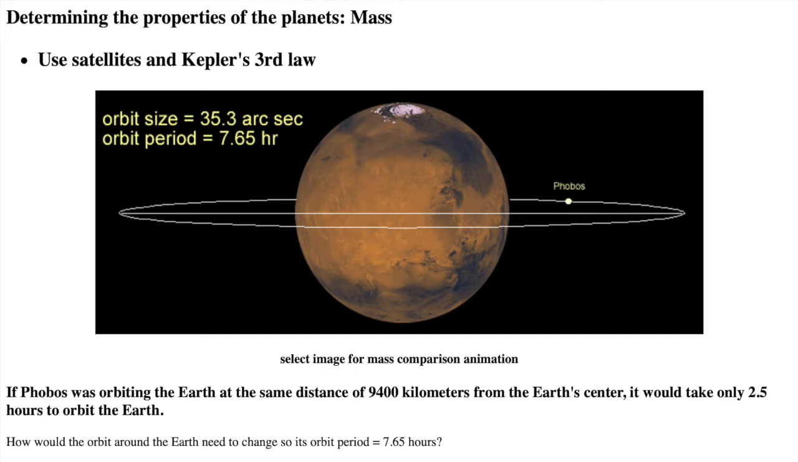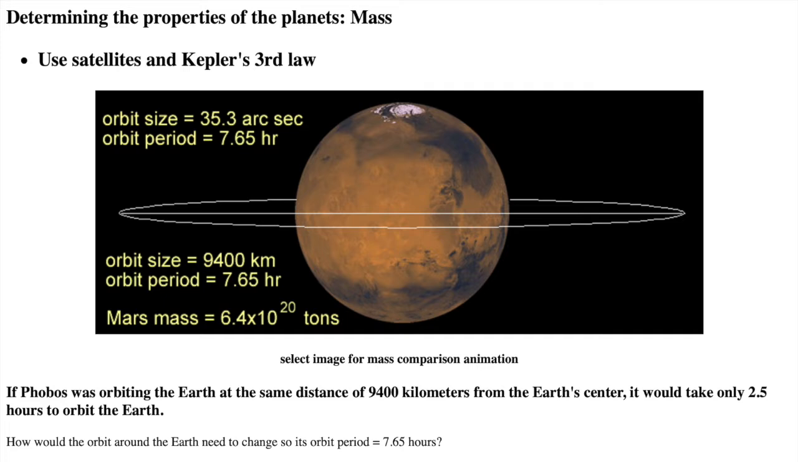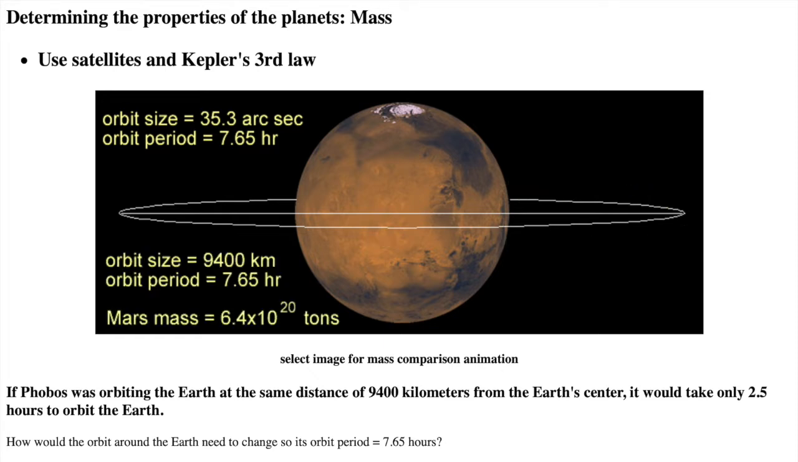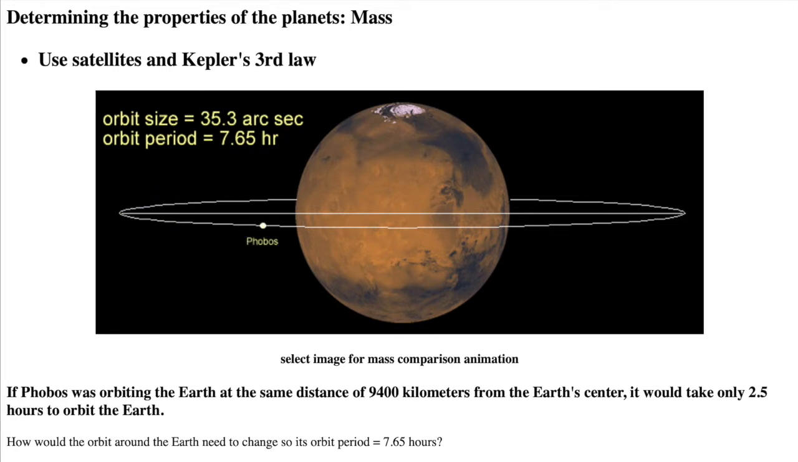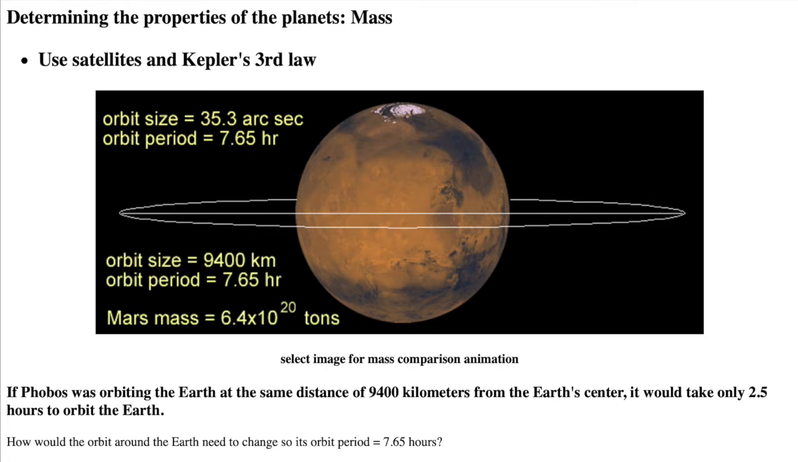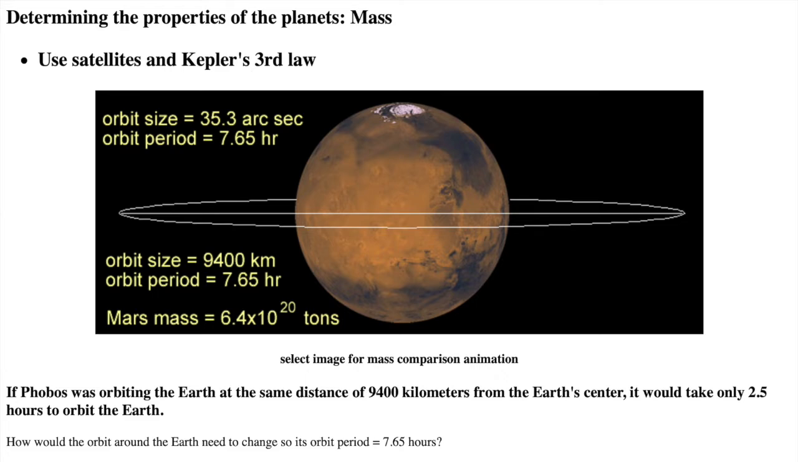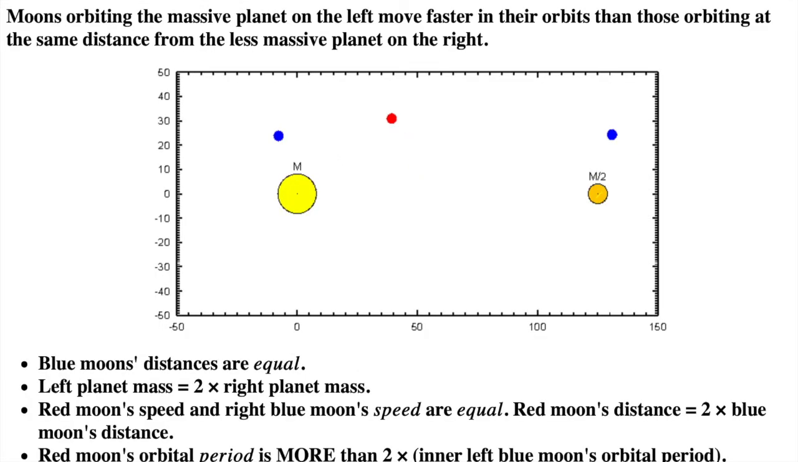For the orbit size, we need a real physical distance, as in how many kilometers or miles it is from the center of Mars to the center of Phobos. In order to convert the 35.3 arcsecond angular size to a physical distance, that requires we know the distance to Mars. We find that Phobos' orbit size is 9,400 kilometers, and when we plug that into Newton's form of Kepler's third law, we find that Mars's mass is 6.4 times 10 to the 20th metric tons, or about 10% that of the Earth. Click the image to bring up another animation comparing the motions of moons going around two planets.